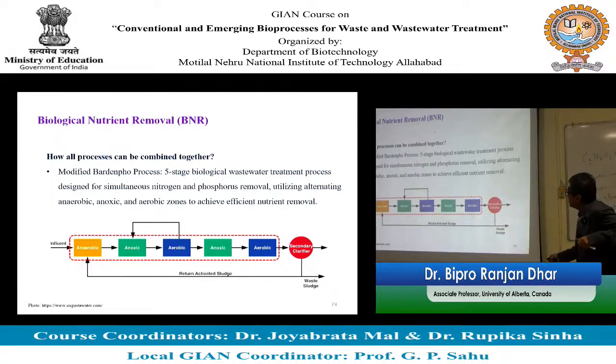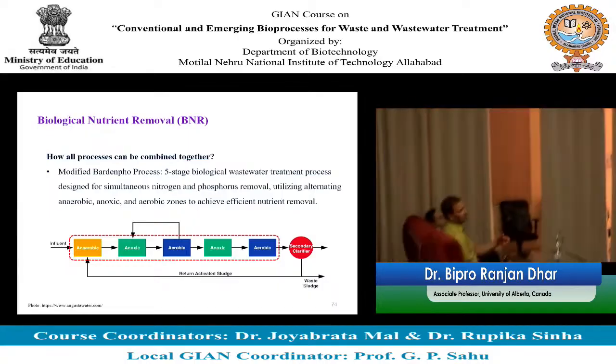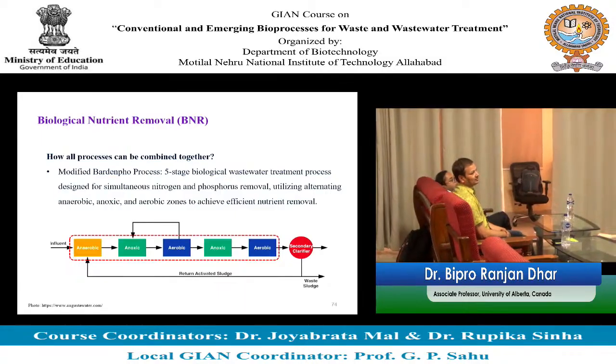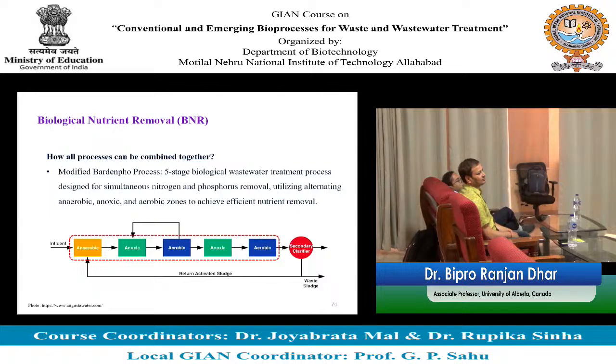So you can see we have anaerobic, then anoxic, then aerobic, then anoxic, then aerobic. Why do we put anaerobic first? Because first we have to remove the phosphate, and the anaerobic process typically needs more BOD, right? Yes. So it's better to put that as the first stage.